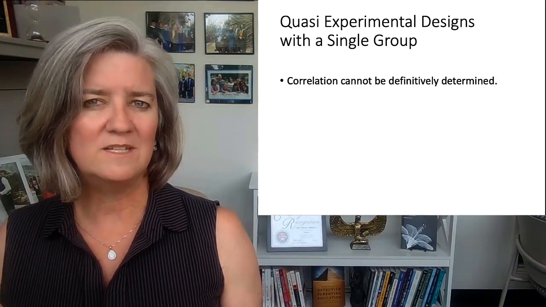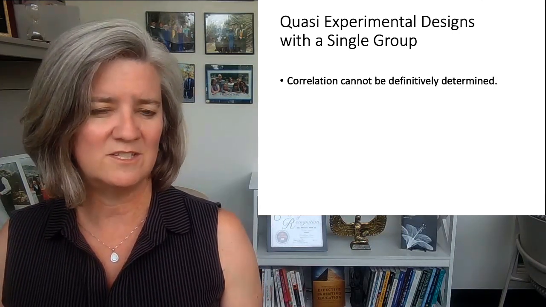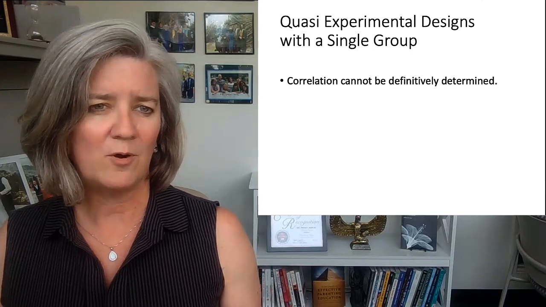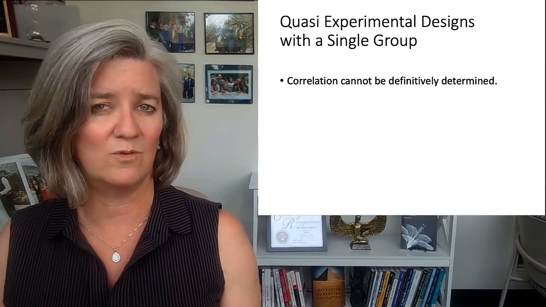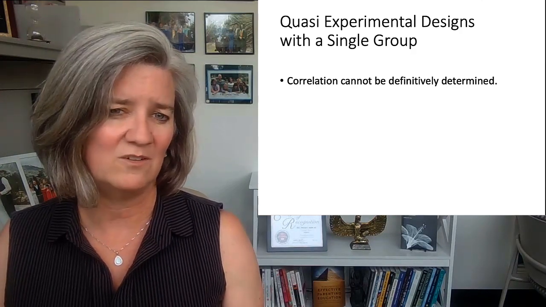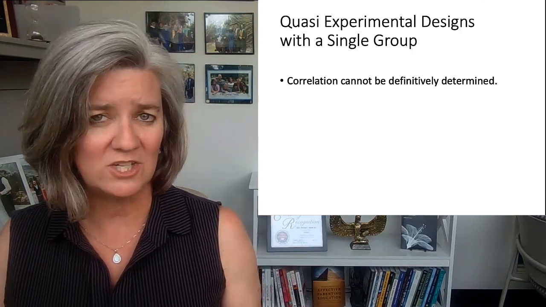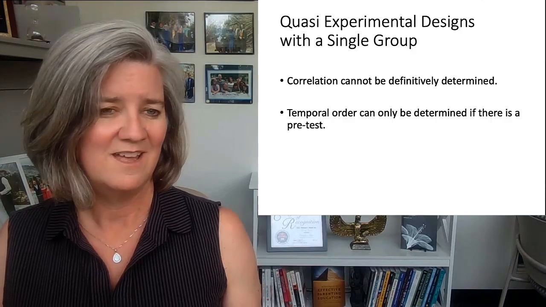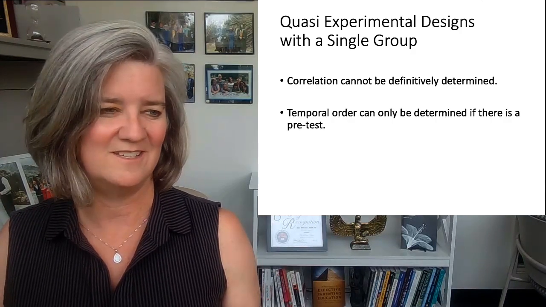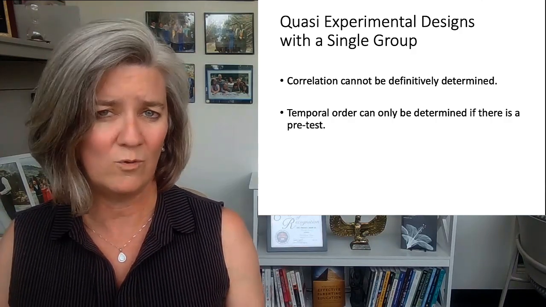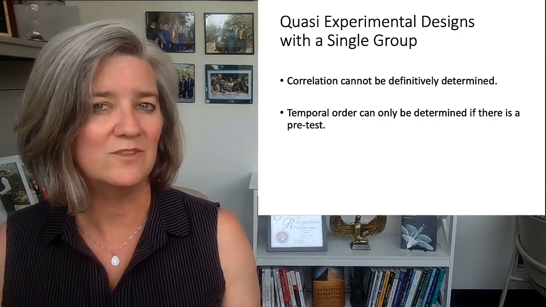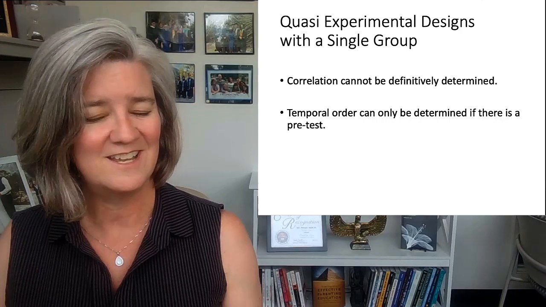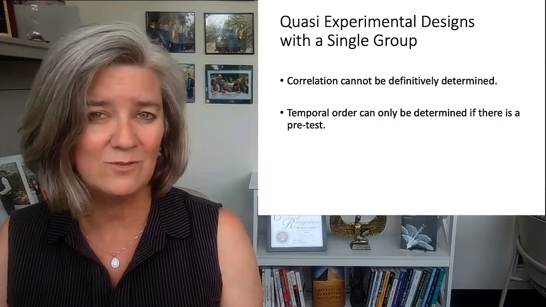Remember, there are three determinants of causality. The first is correlation. The problem with quasi-experimental designs that don't even have a control group, so they study only a single group, is that correlation cannot be determined. The second determinant of cause is establishing the temporal order. Some quasi-experimental designs with a single group can do this if they have a pretest. If they don't have a pretest, they can't even do this one.